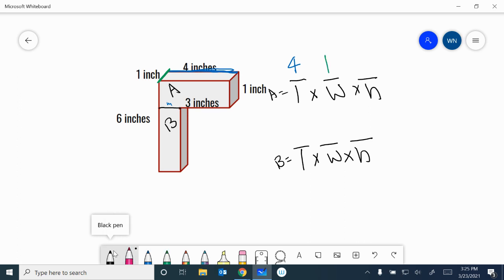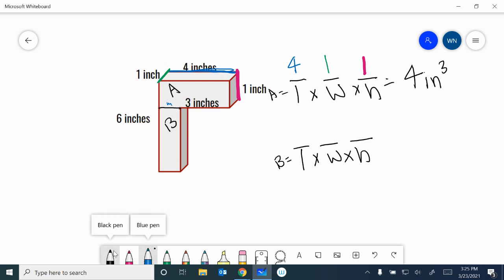And last but not least, let's look for our height. Don't get distracted by that 3 inches again. That's still just partial of the length. We're going to look over here at this 1 inch. That's how tall this rectangular prism is. So now let's solve. 4 times 1 is 4, times 1 is 4. So I've got 4 inches cubed for figure A. Now let's go down to figure B.